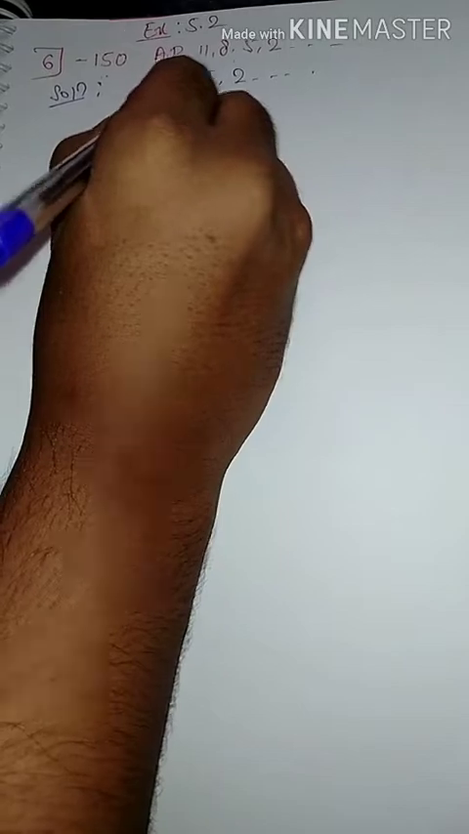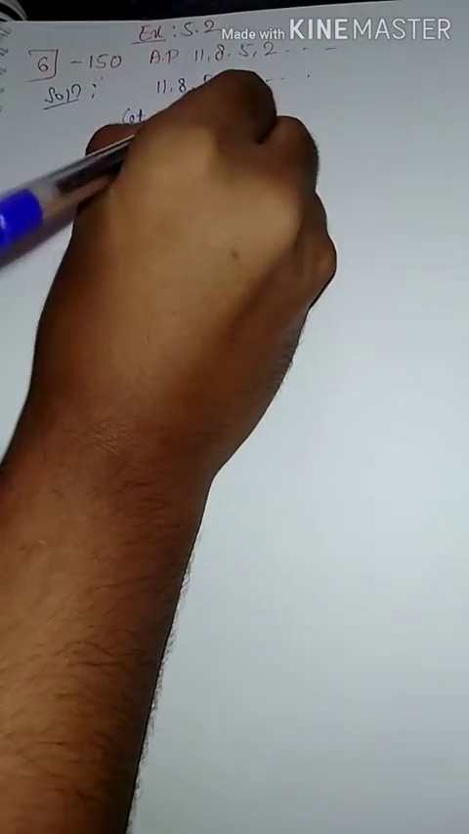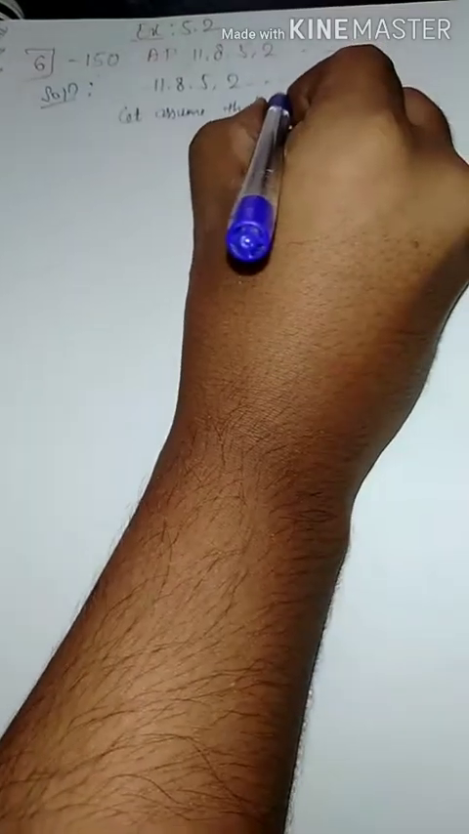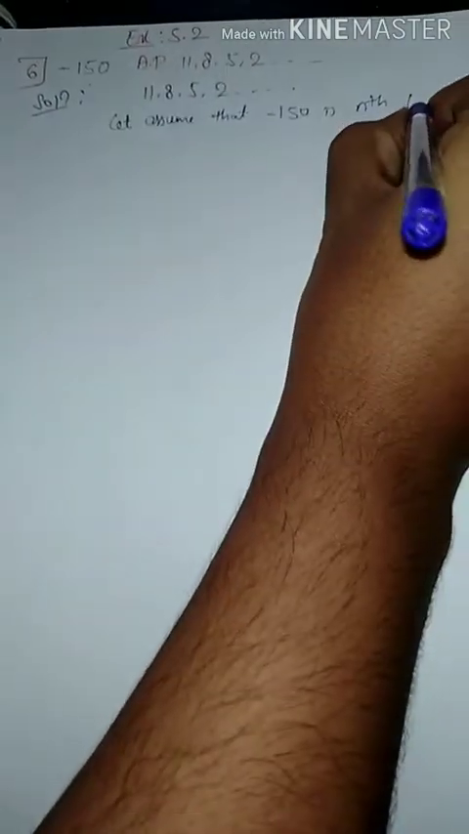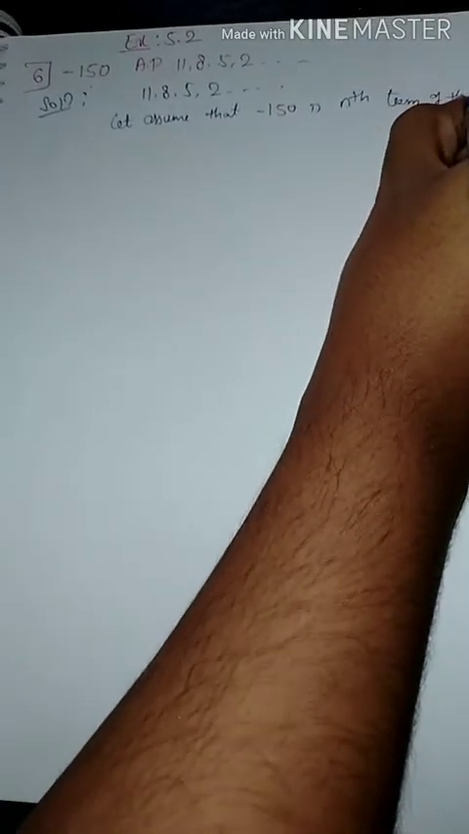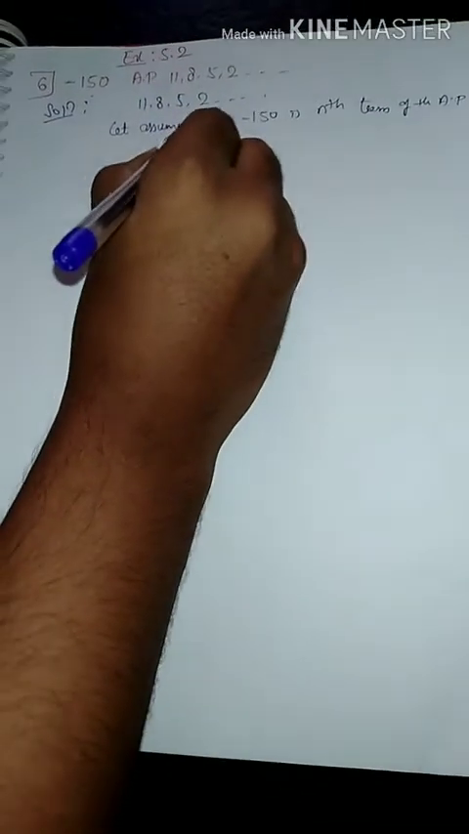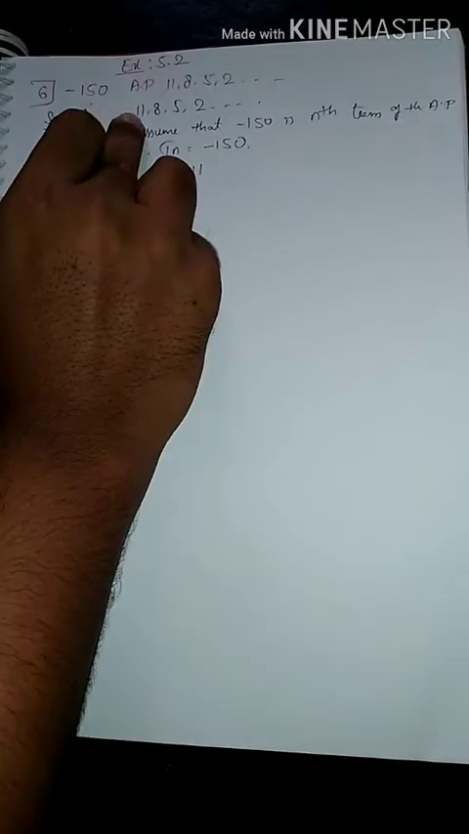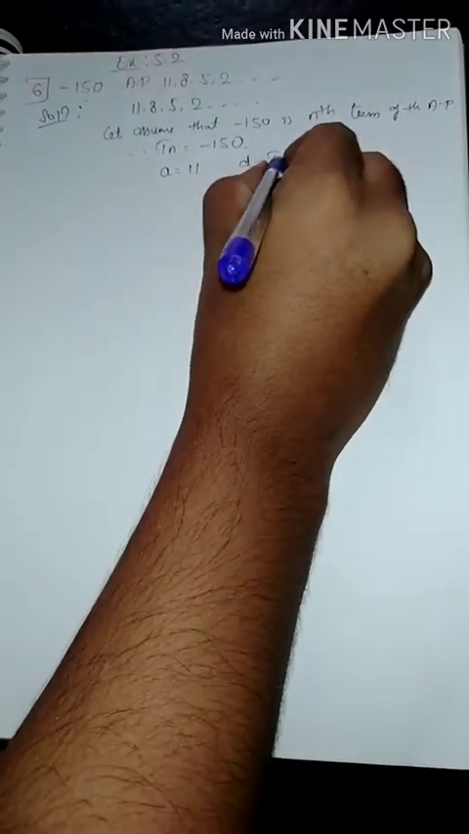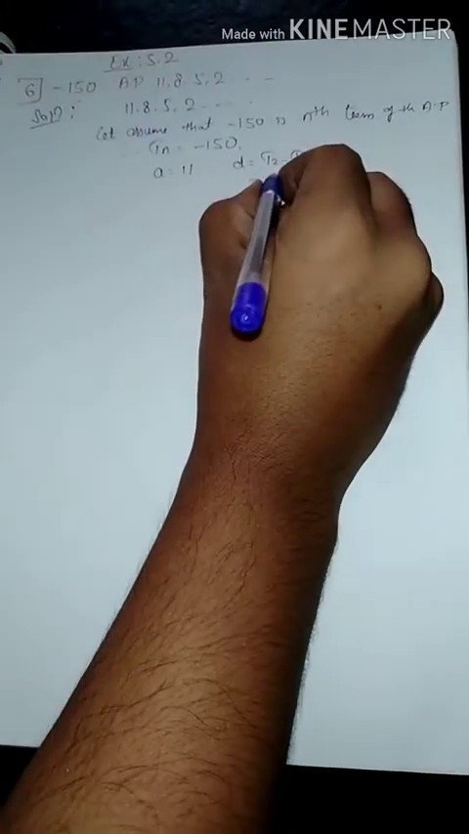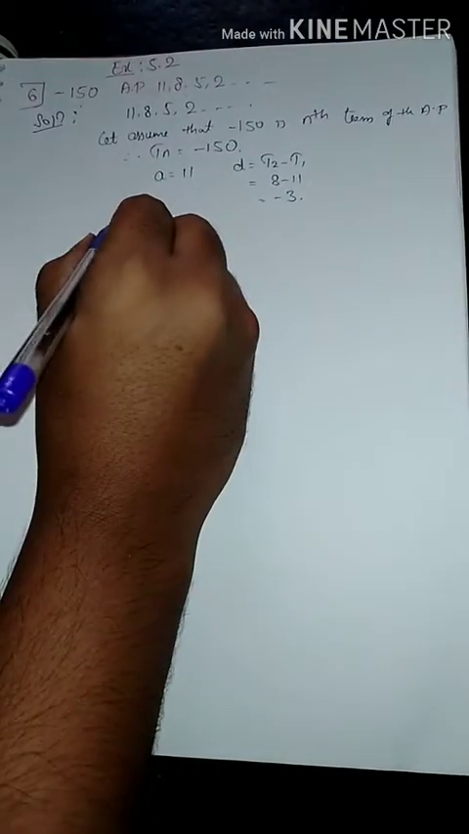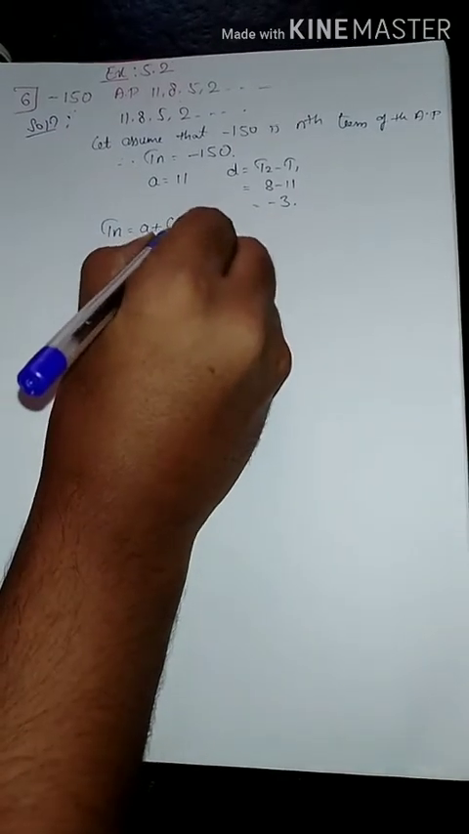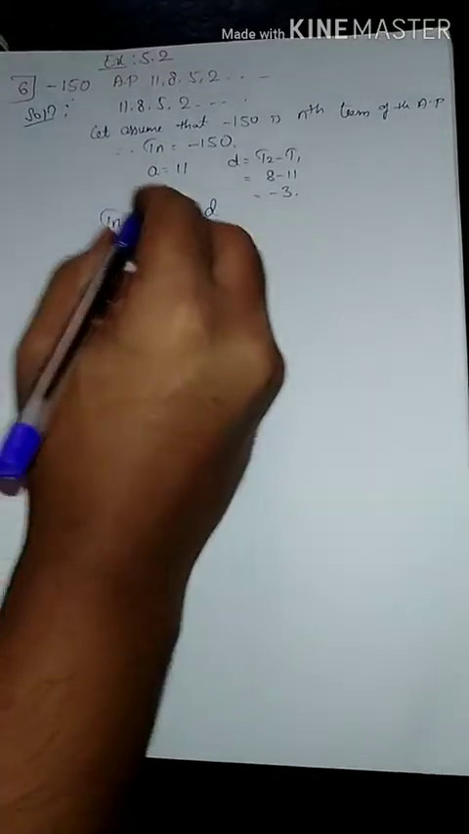So let us assume that minus 150 is the nth term of the AP. Therefore, Tn is equal to minus 150 and A is equal to 11, the first term. D is equal to T2 minus T1, so the common difference is 8 minus 11, which is minus 3. As we all know, the formula Tn is equal to A plus n minus 1 into D is the formula to find the nth term of an AP.